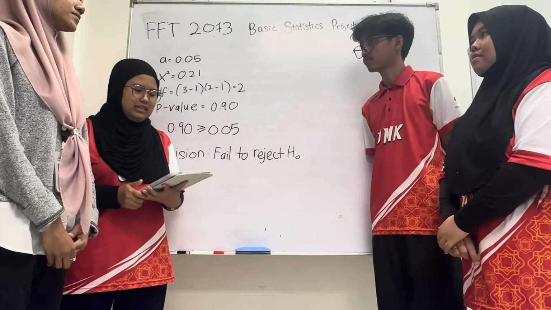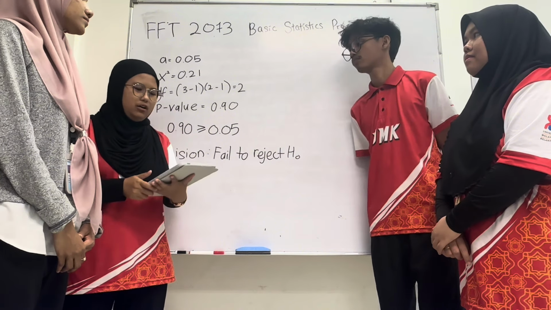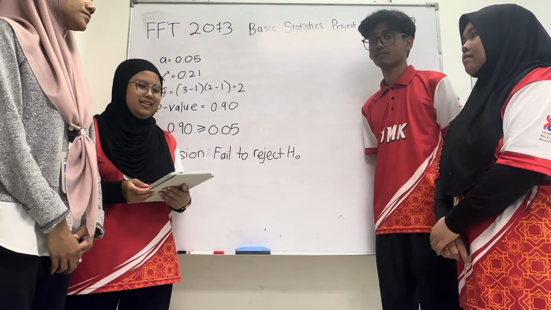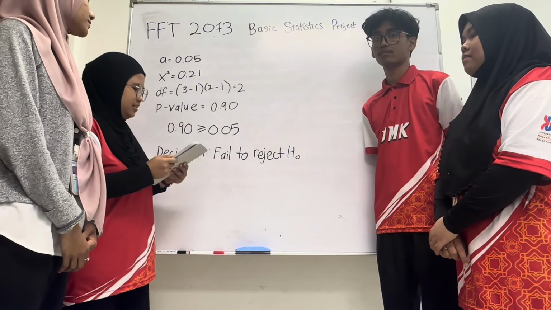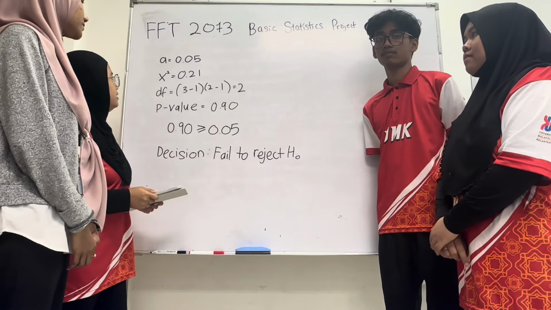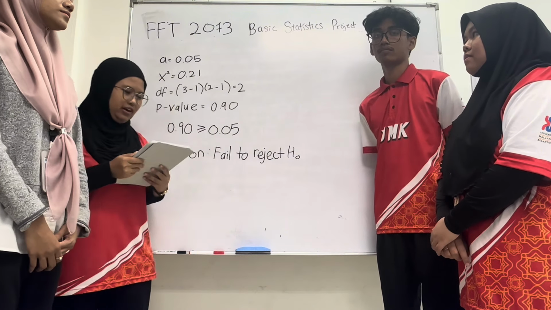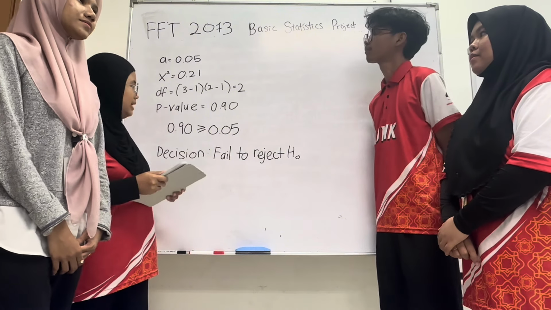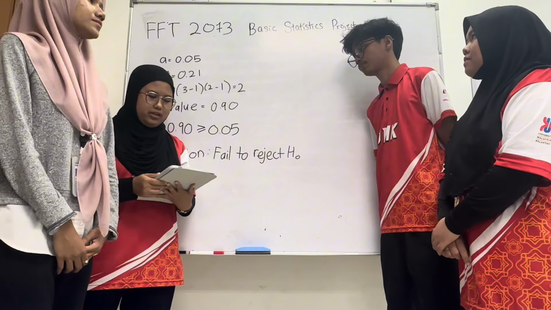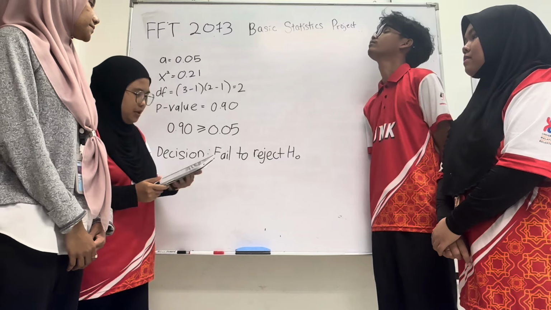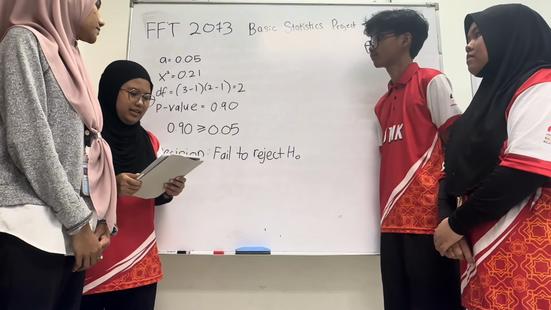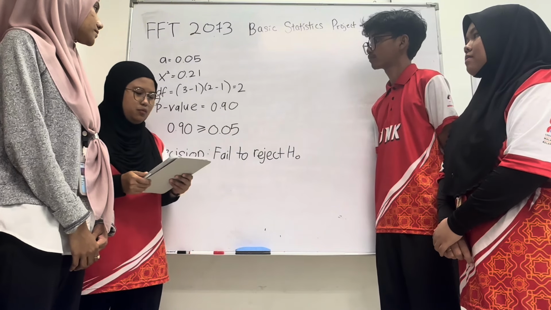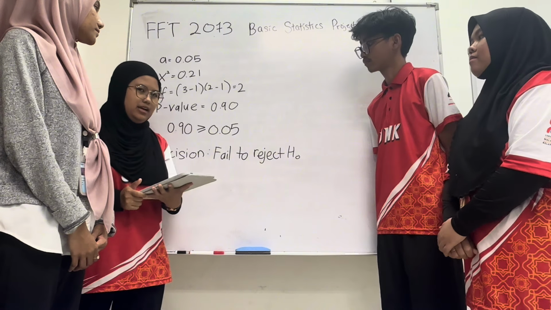Now I will present the conclusion and interpretation of our statistical analysis. The significance level used in this study is 0.05. Based on the decision rule, if the p-value is less than 0.05, we reject the null hypothesis. If the p-value is greater than or equal to 0.05, we fail to reject the null hypothesis.